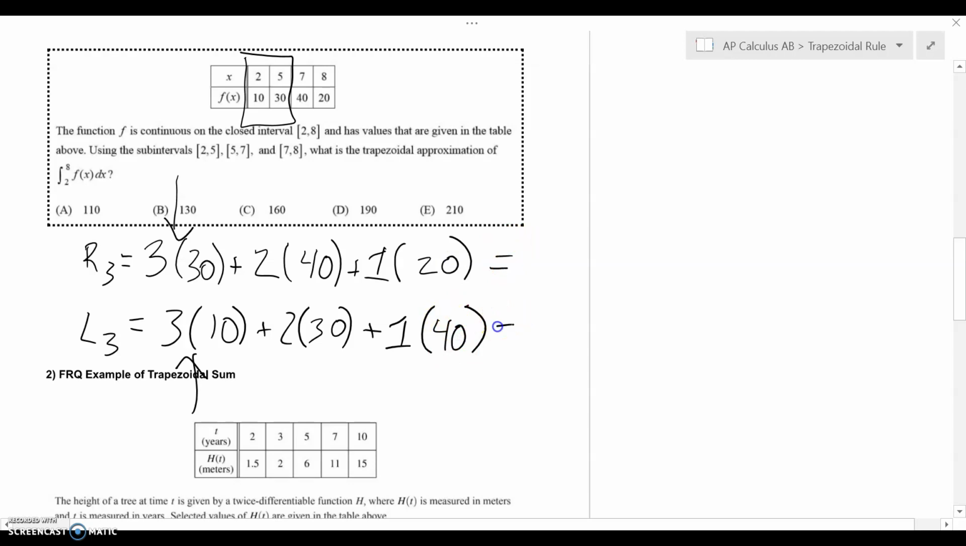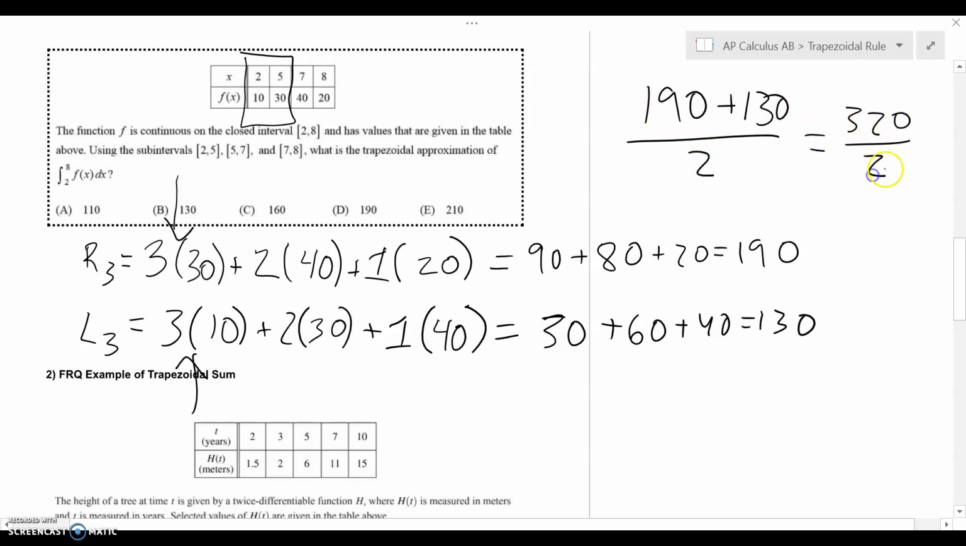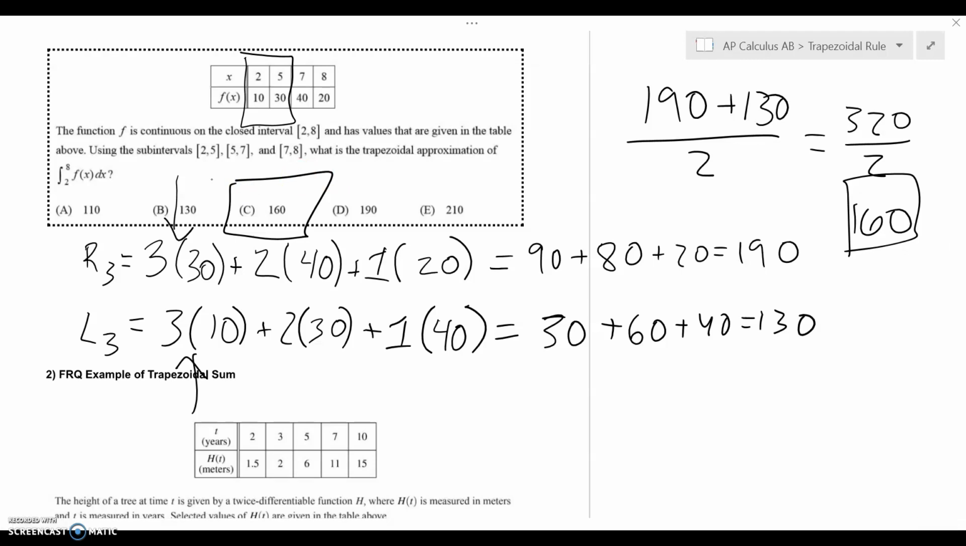And we're going to add those up and simplify them. So let's see, it'd be 90, 80, and 20. So that'd be 190. And then here we'd have 30, 60, and 40. So that would be 130. Left edge plus right edge divided by 2. And what would that be? 320 up top. Divide that by 2, and we're going to get 160, which is right in the middle as answer C. So again, left edge, right edge, divide by 2. This one got a little tricky because they used uneven subintervals, and then you just have to account for the widths separately.